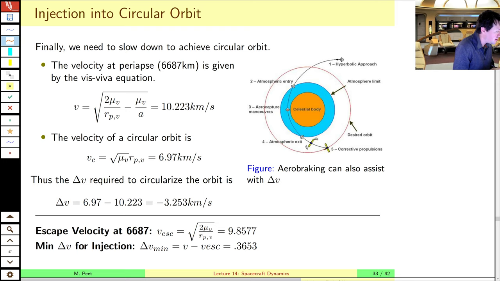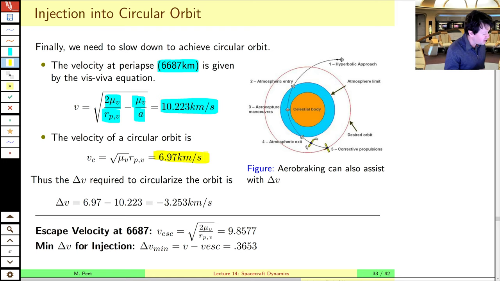We've got our velocity at periapsis, which is fixed. We can find it through the vis-viva equation. a is fixed, mu is fixed, everything is fixed. So we've got a fixed velocity at periapsis. And then we want to inject into a circular orbit. The circular orbit at that same radius has a velocity of 6.97 kilometers per second. And again, we want to use the Oberth effect to do all our delta V maneuvers at the periapsis. So we just calculate a delta V maneuver at the periapsis, which is the difference between a circular orbit at that radius and how fast we're coming in.